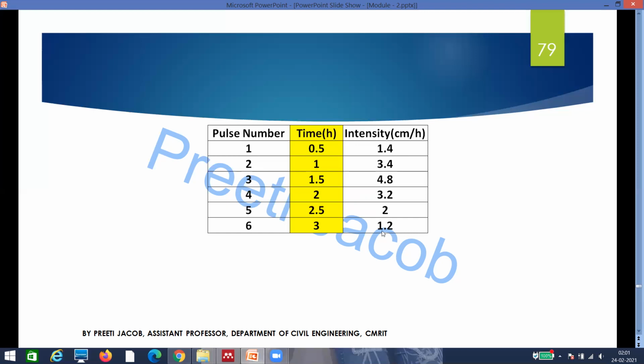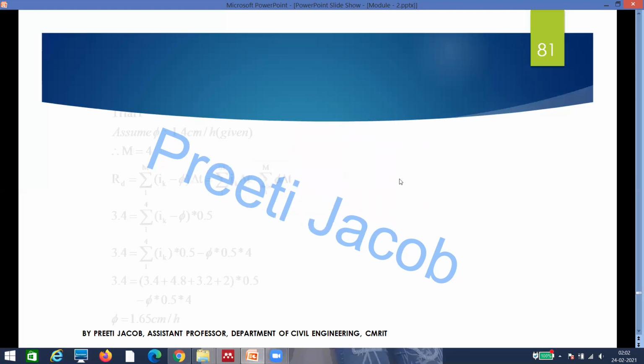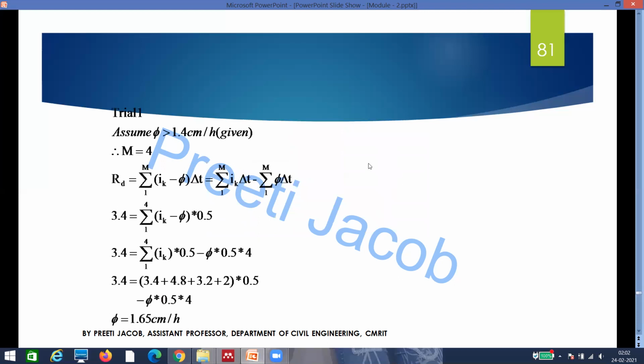So what is the value of m I'll be taking? I'll be taking the value of m as 1, 2, 3, 4 because only these 4 values will satisfy the initial infiltration index greater than 1.4. So based on that, I'll do the calculation. So assuming phi is greater than 1.4 centimeter per hour, I am assuming m is equal to 4. Then I'm using the formula here.